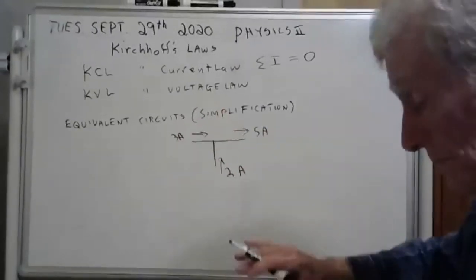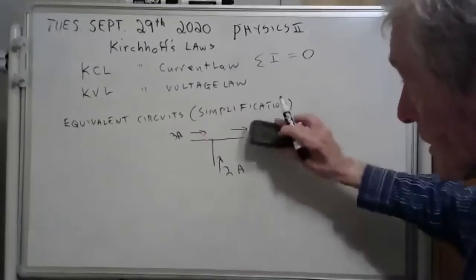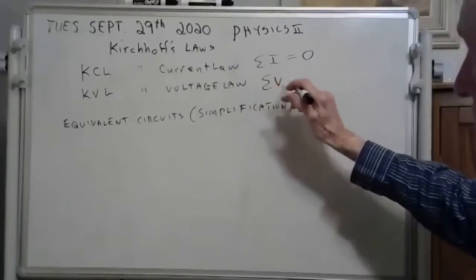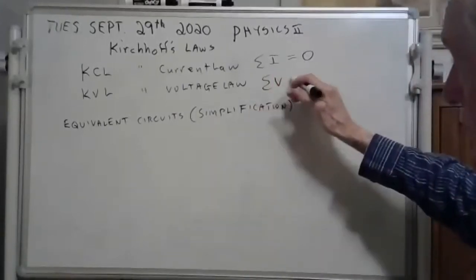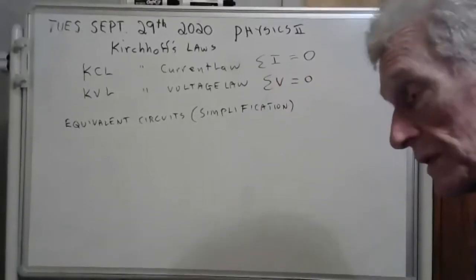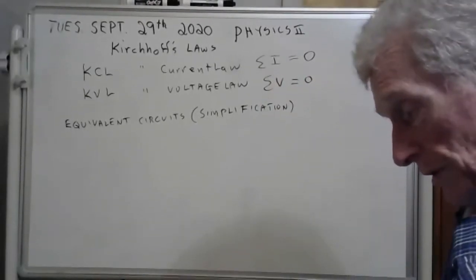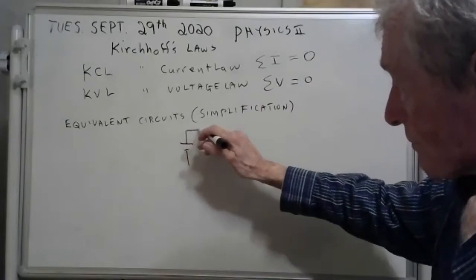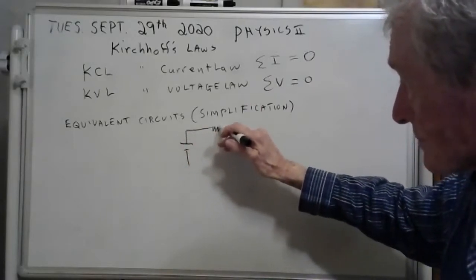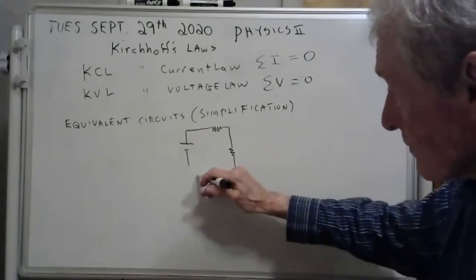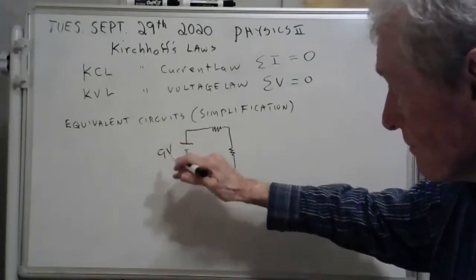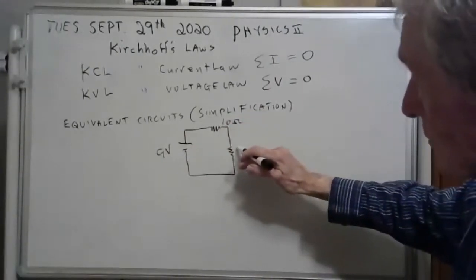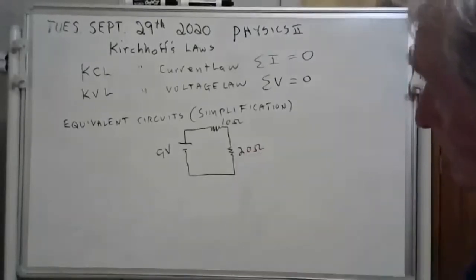Now the voltage law is equally easy. What it says is the sum of all the voltages around a loop is 0. And we'll show you that in our example here in a minute. Here we'll do a loop. Suppose you had your 9-volt battery, and you had 10 ohms and 20 ohms. Well, you could figure your current.